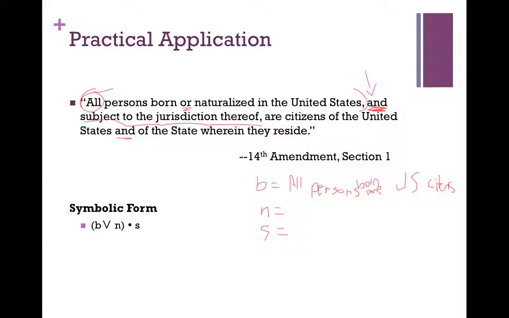We could actually symbolize this in a different way. There's another way we could symbolize it that is equivalent. For instance, you might do something like this. B and S. So you're born and subject to the United States, or subject to the jurisdiction, I say, or N and S. All right? Or you're naturalized and subject.